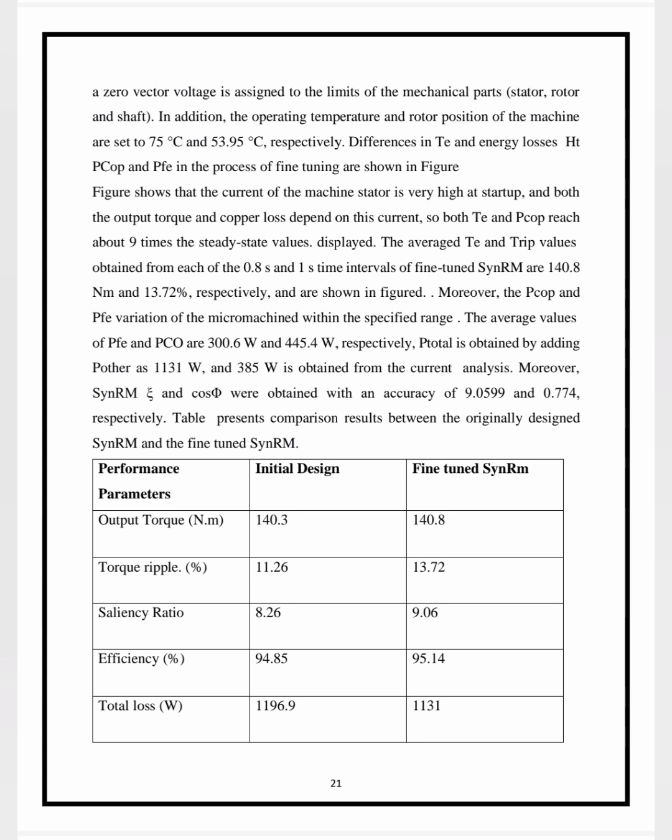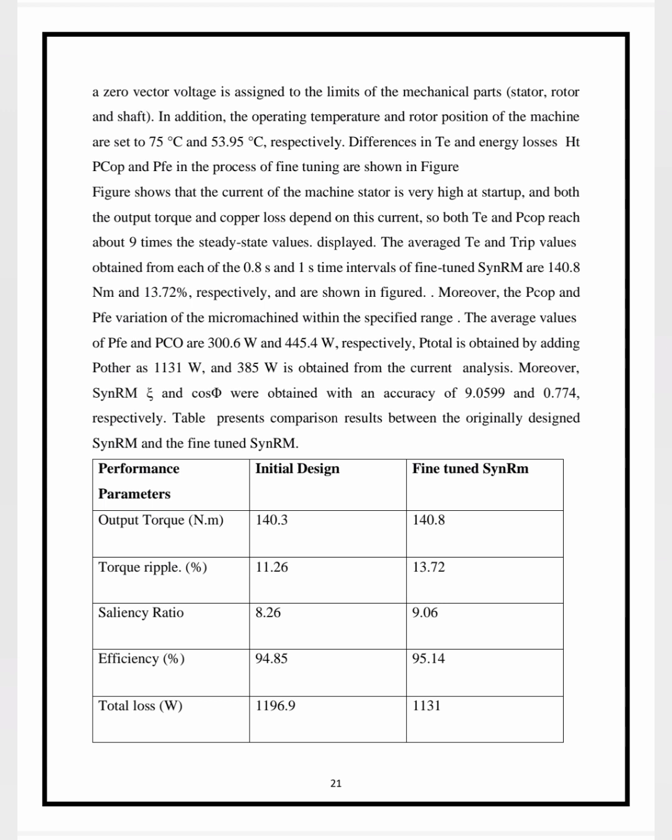The average output torque and ripple torque values obtained from the 0.8 second and 1 second time interval of the fine-tuned CNRM are 140.8 Newton meter and 13.72 percent respectively, and are shown in the figures as we have studied.